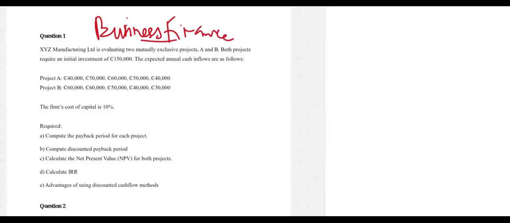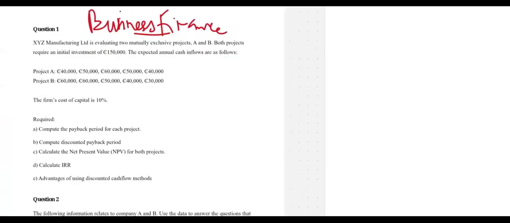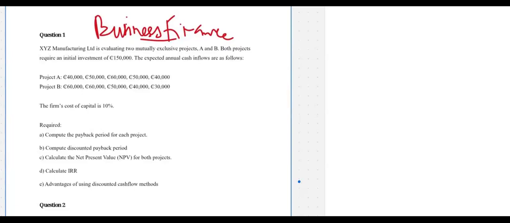Okay. And whenever a question is placed before you, or in attempting to answer the question, you must first read the requirement. Always read the requirement. So to start with, the requirements are: A, compute the payback period for each project; compute the discounted payback period; calculate the net present value for both projects; calculate the IRR; then E, the advantages of using discounted cash flow methods. All right, so we begin.